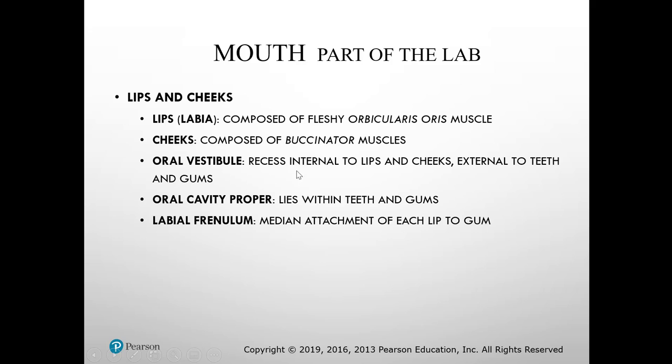The lips and the cheeks. Your lips, or labia, are composed of the fleshy muscle which you call orbicularis oris, or in your A&P 1, we call it the kissing muscle, right? The cheeks are made up of your buccinator muscle, which is your sucking muscle. And then your oral vestibule. This is the recess internal to the lips and cheeks and external to the teeth and the gums. Then you have your oral cavity proper, the mouth itself. Then you have a labial frenulum, which is a median attachment of the lip to the gum.